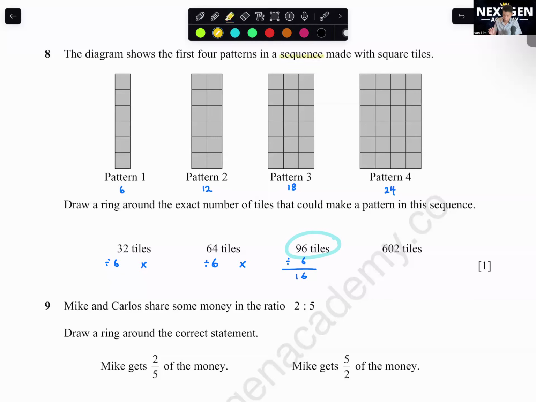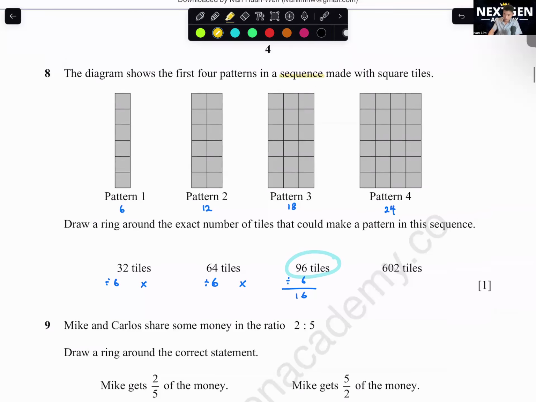One more thing. Geometric sequence means the pattern gives you a multiply or a divide. So that means from one number to another number, like multiply by 2. Sorry, this is an arithmetic sequence, not a geometric sequence. My bad. Because this one is plus 6, plus 6, plus 6.